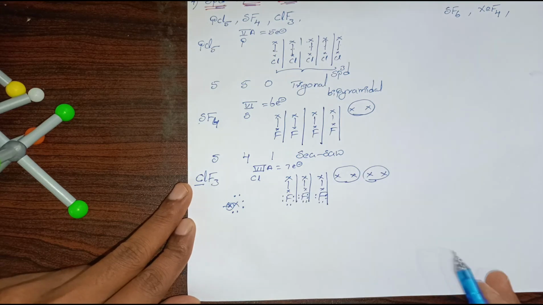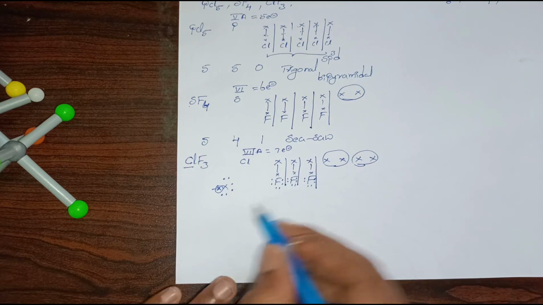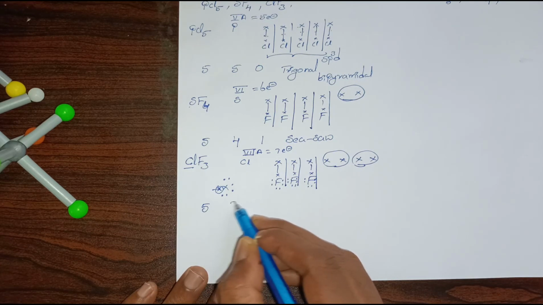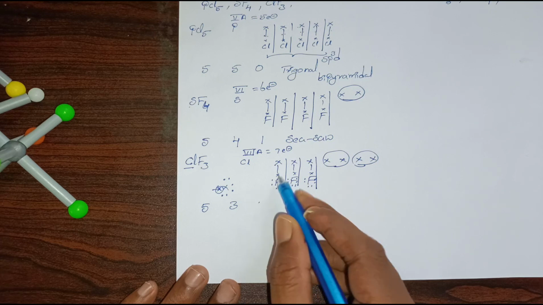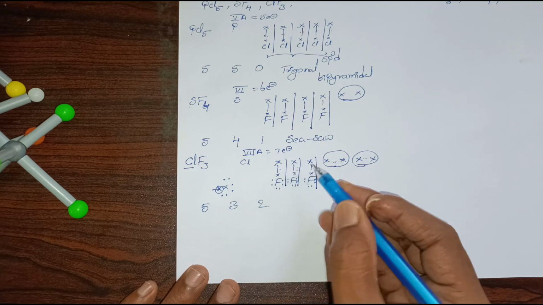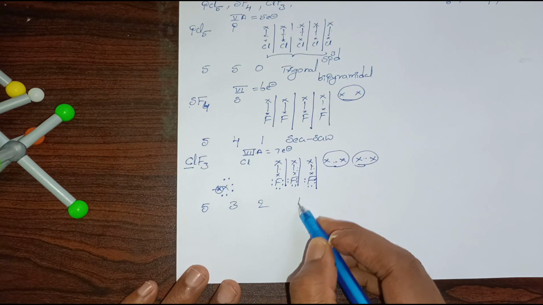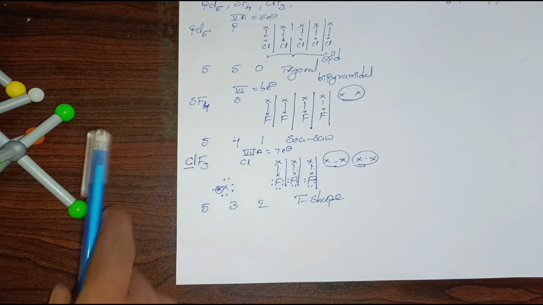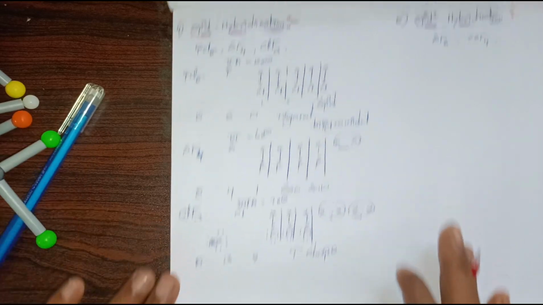What are the total pairs here? Five. Bond pairs 3, lone pairs 2. These are the lone pairs and these are the bond pairs. Total pairs 5. In this condition, the shape of the molecule is T shape.